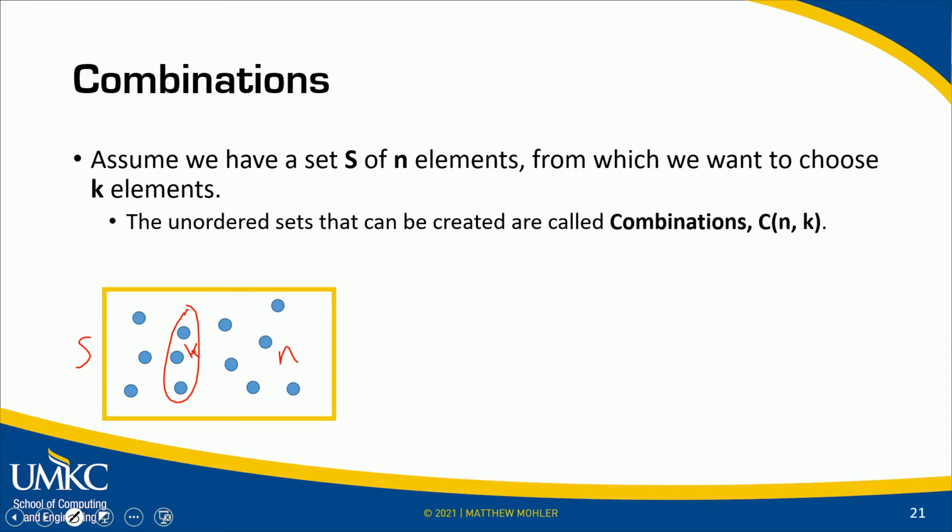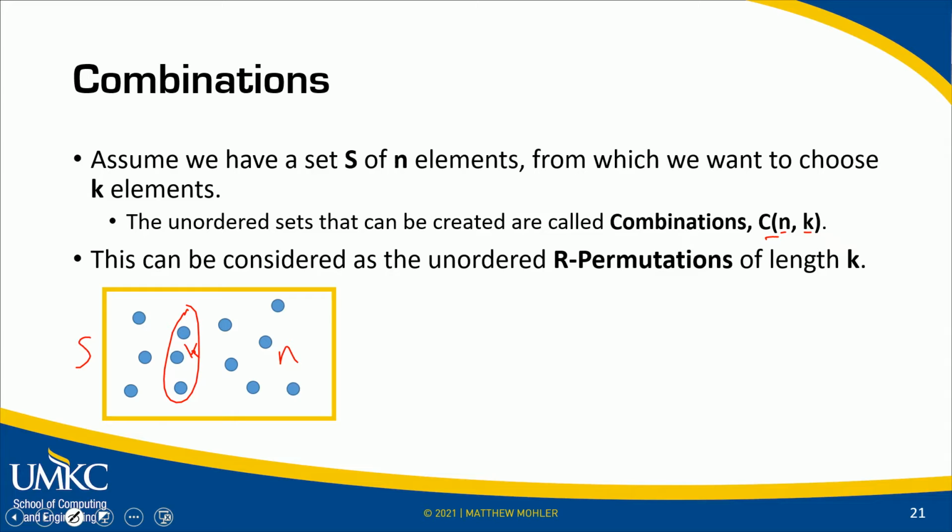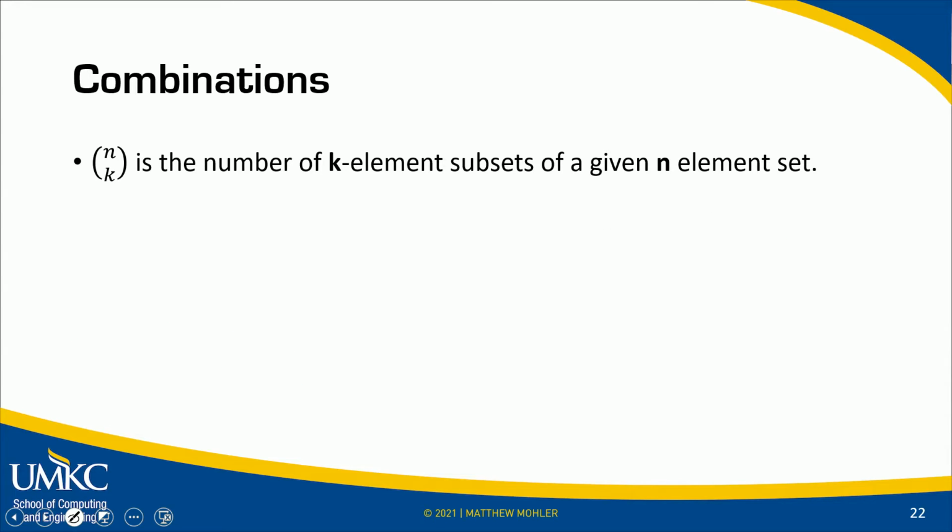So the unordered sets that can be created, again, order not mattering, we call combinations, and that's written as the number of combinations from a set of n elements where we're selecting k elements. Another way of saying this, we are choosing k elements, and this is also really kind of the number of unordered R permutations of length k, but we choose to call these combinations. And you'll potentially recognize this right here, this n with a k under it, and this is called n choose k, which hopefully is ringing some bells for many of you.